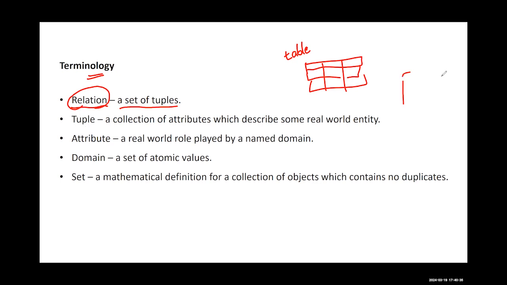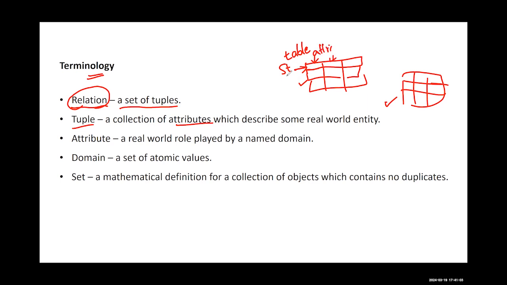So if I have two tables, if this is a student table, then I will call it a student relation, and if this is an employee table, I am going to call it an employee relation. Next, I have a tuple. What is a tuple? A collection of attributes which describe some real world entity. You can also call it, in other words, a row. So a row is nothing but a collection of columns. These columns are called attributes.